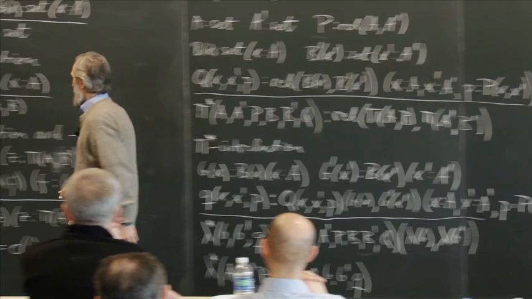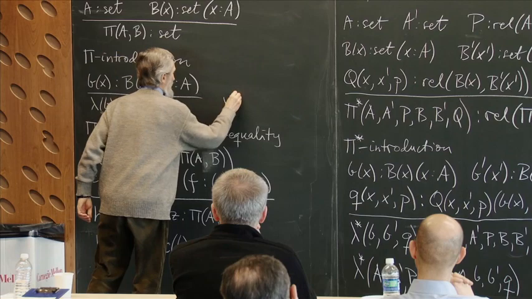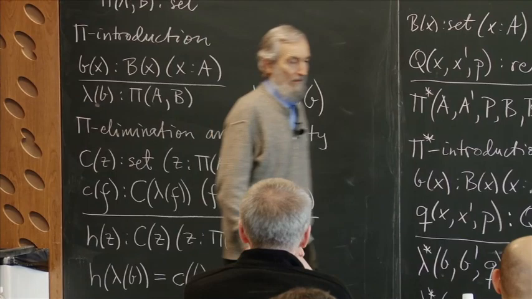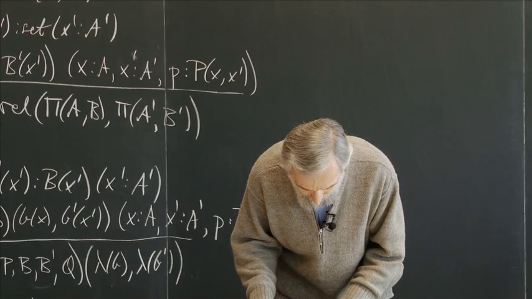Lambda B there is really lambda capital A capital B, B in a fully monomorphic notation, and has lambda star, so there's three times as many arguments, which is to say nine arguments, but it's good enough to work with the three last ones. So that's the introduction rule.